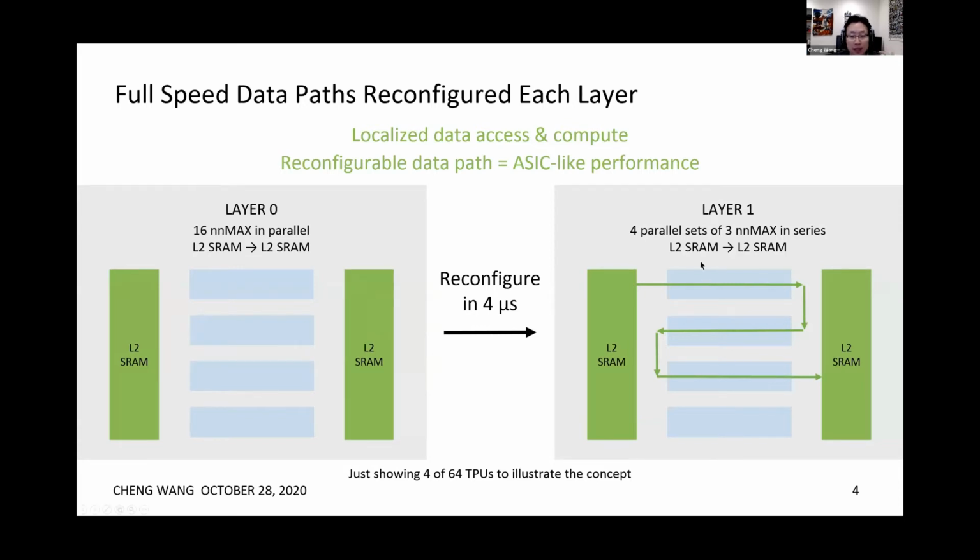In this case, say layer 1, it makes more sense to go through 3 TPUs instead of 1 between accesses to memory. So the compiler just requests that and the router routes it. But there's no NOC, there's no packet-based switching, just direct point-to-point connections. Basically, once the configuration is done, it looks and performs just like an ASIC. And that's where a lot of our efficiencies come from.